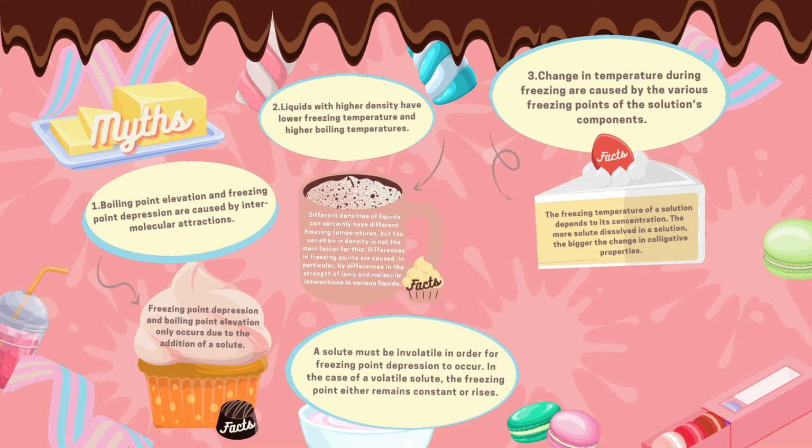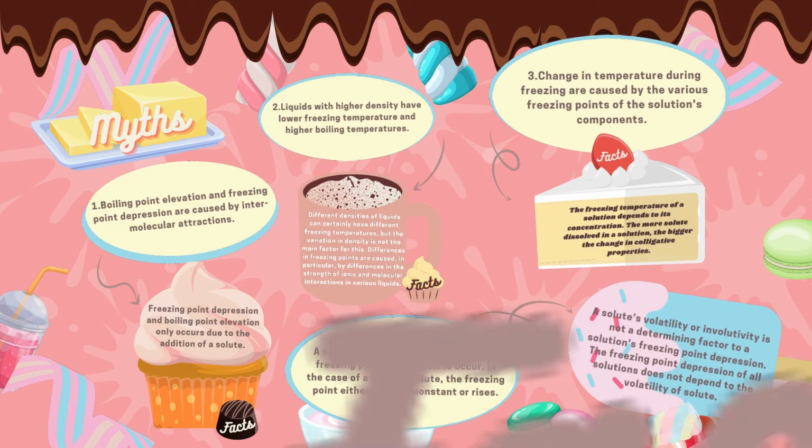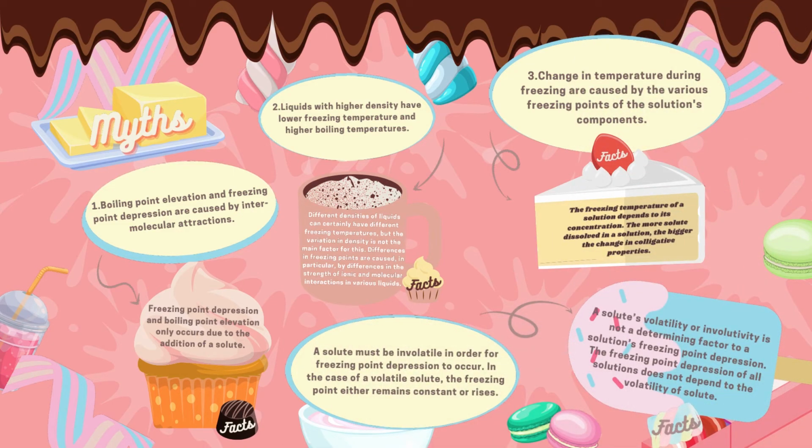For our fourth and last misconception, a solute must be involatile in order for freezing point depression to occur. In the case of a volatile solute, the freezing point either remains constant or rises. The truth is, a solute's volatility or involatility is not a determining factor to a solution's freezing point depression. Therefore, the freezing point depression of all solutions does not depend on the volatility of a solute.